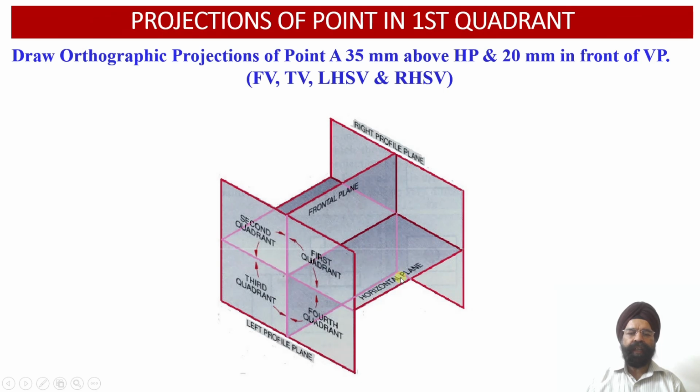So here we have got the horizontal plane, the vertical plane and the profile planes, which are going to divide the space into four quadrants over here. So this is the first quadrant, this is the second quadrant, this is the third quadrant and this is the fourth quadrant. So whenever a point is located above the horizontal plane and in front of the vertical plane, we are going to obtain the location of the point in the first quadrant.